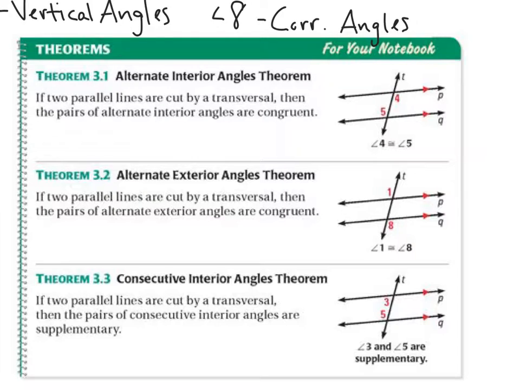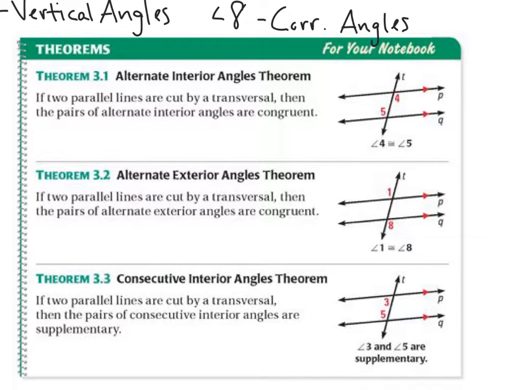All right? So, some more theorems to add. Like I said before, we were talking about alternate interior, alternate exterior, and consecutive interior. Alternate interior angles and alternate exterior angles, they're congruent. So interior, they're on alternating sides of the transversal. They're in between the two parallel lines. They are congruent. Alternate exterior, they're on alternating sides of the transversal, on the outsides of the parallel lines, they are also congruent.